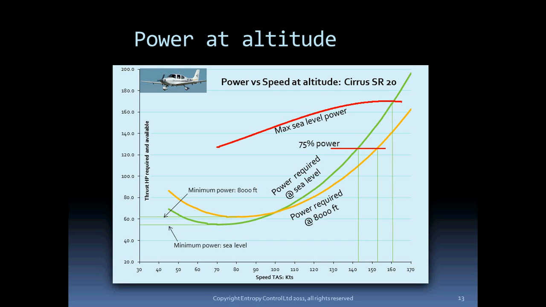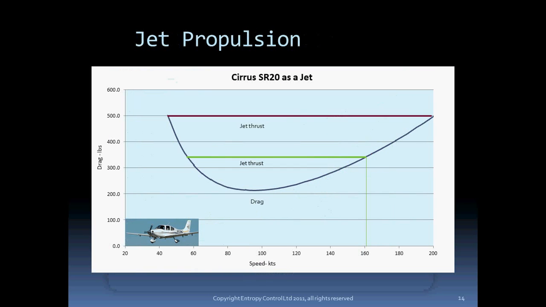Just for fun, let's imagine the Cirrus as a jet. First, let's envisage a jet that would give us the same top speed as the 200 horsepower piston engine. That engine would be delivering about 350 pounds of thrust to give a top speed of 162 knots at sea level. Now a jet is more or less a constant thrust device, so that same 350 pounds would be all that was available throughout the flight envelope.